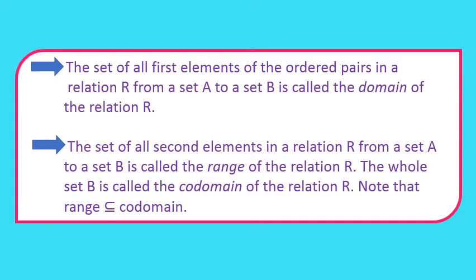Range, it is the set of all the second elements in the relation. The whole set B, I am not talking about second element or first element, the entire set B is called the codomain of the relation R. Okay, so it is clear that the range, since it is the set of second elements, will be a subset of the codomain. So here we have learned about domain, the set of first elements, range, the set of second elements, and codomain, the entire set B. Clear? So pause and note down the points.